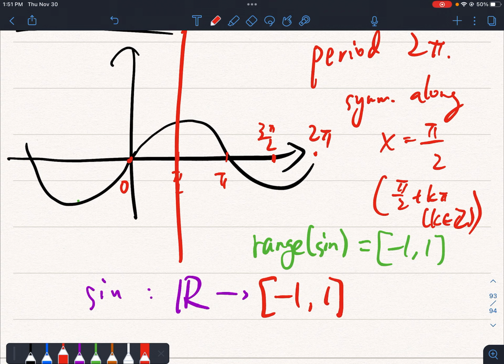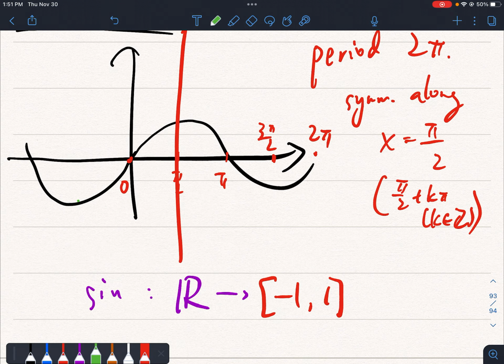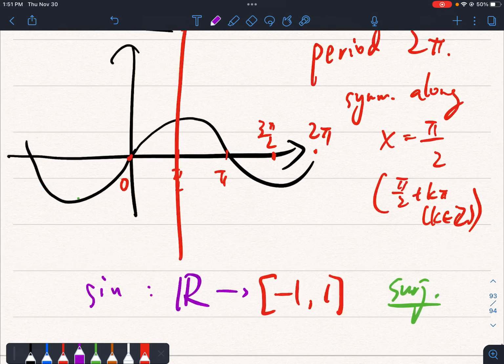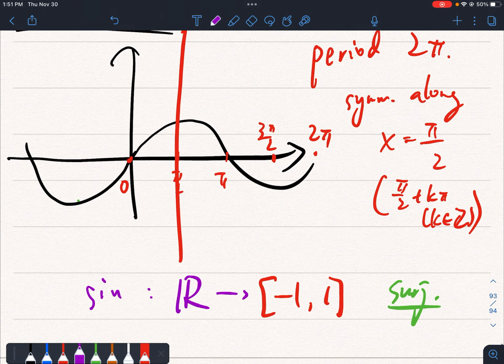Which means if we want to make this sine surjective, then we have to change this R into a smaller set, which is just the closed interval -1 to 1. So then if we do that, then it will be surjective by this choice, right? So then this will be surjective. But it's not injective. Why? Because, for example, for any points that are symmetrical along pi over 2, they have the same value.